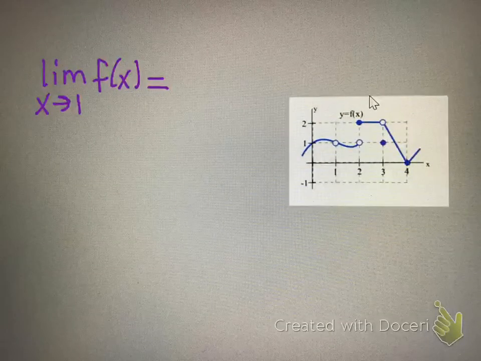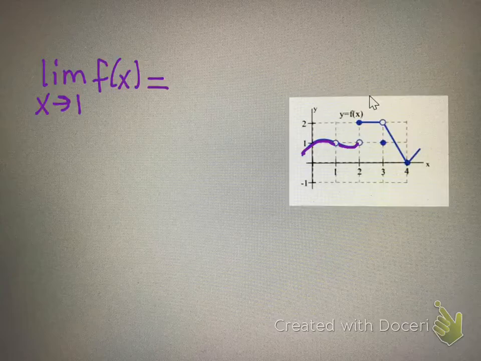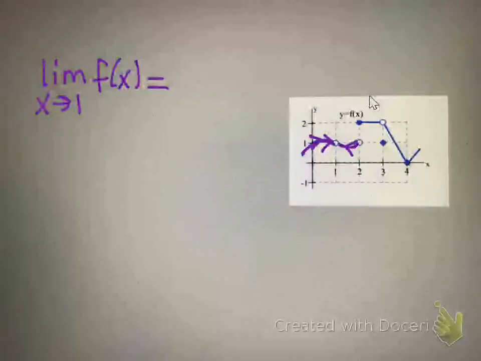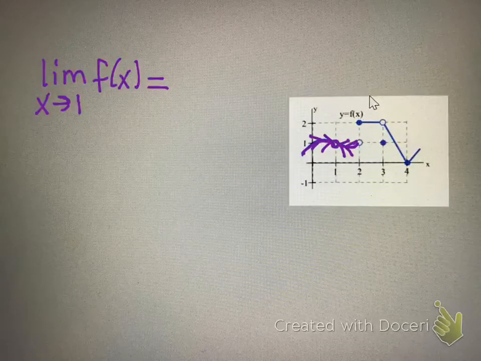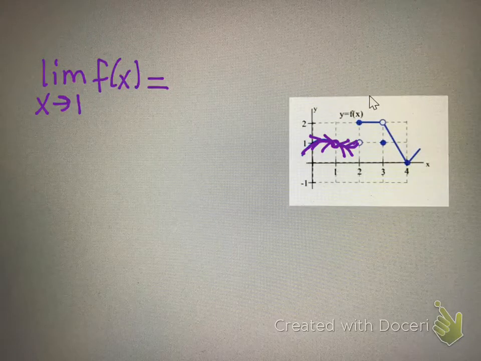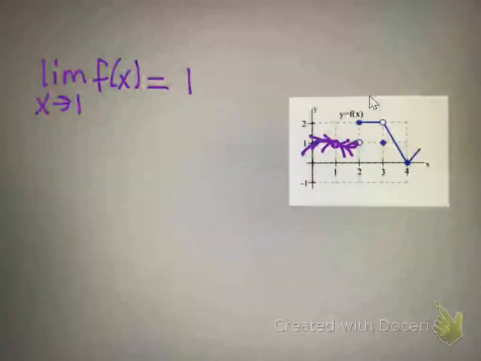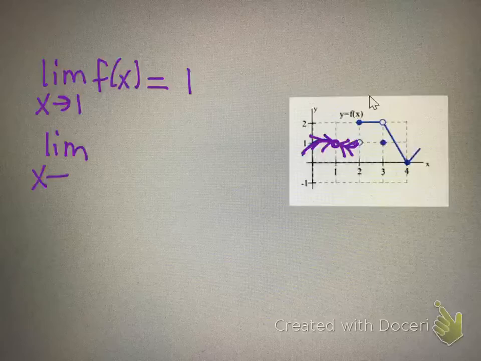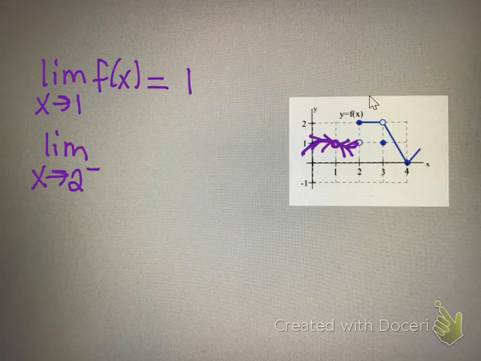When x is approaching 1, that puts you firmly in the middle of this interval of your graph. And as you approach 1 from the left or from the right, you are approaching this hole, and it has the same y-coordinate from both directions, and so the limit is just 1. Then the next thing that it asks you is, what is the limit as x approaches 2 from the negative side, or from the left side of 2?